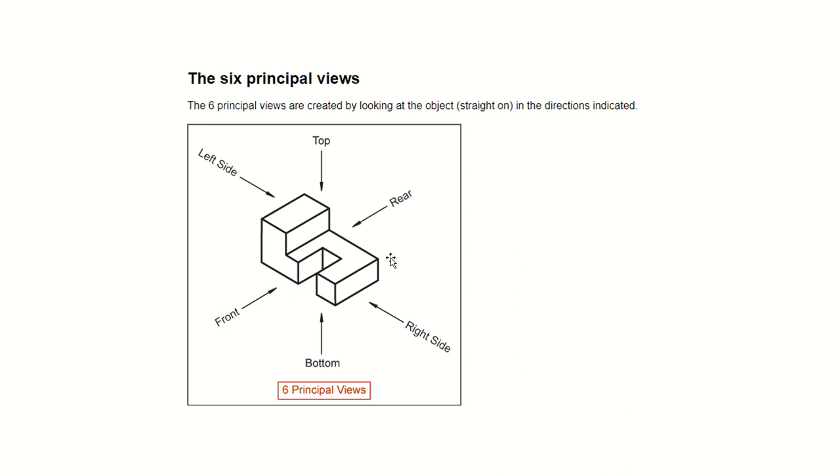So here are your 6 principal views. You have your front, back, top, bottom, your left side, and then your right side. We call them 6 views, in short, because you're looking at the object in these directions.